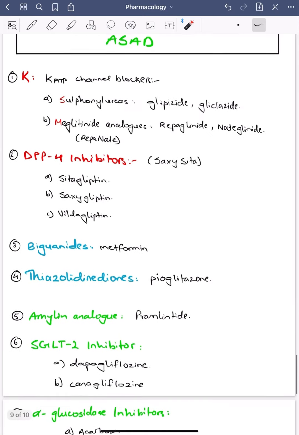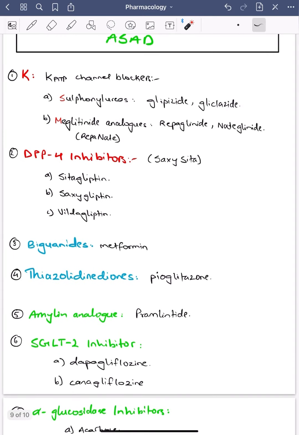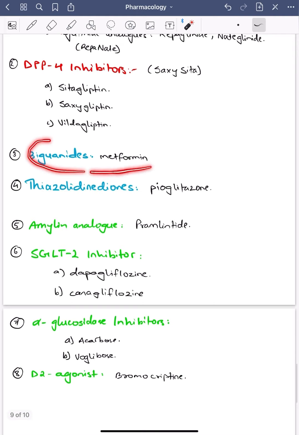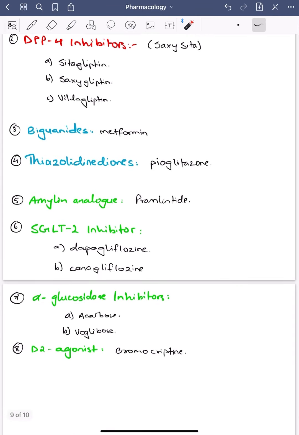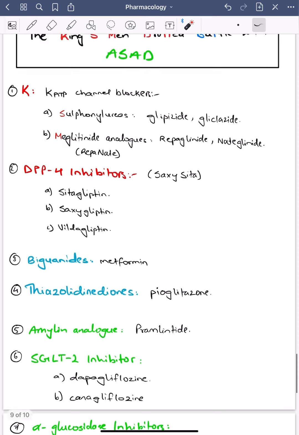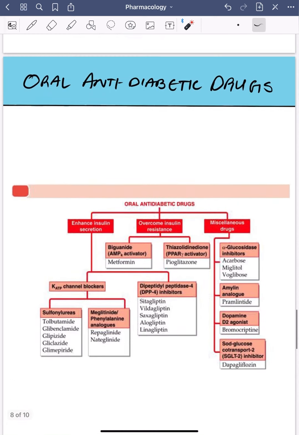Now for your exams, the most commonly asked questions come from the sulfonylureas, their mechanism of action and their side effects. Biguanides is another important question, their mechanism of action and their side effects. And for the rest of the drugs, they can ask, give two examples of sodium glucose cotransporter 2 inhibitors, so dapagliflozin, canagliflozin. Then give two examples of meglitinide analogs, repaglinide, nataglinide. So these are the oral anti-diabetic drugs.